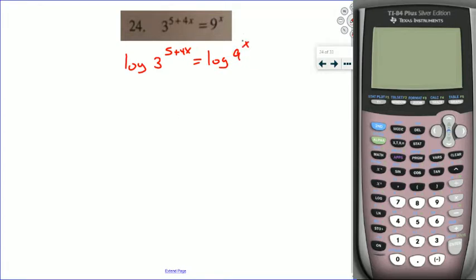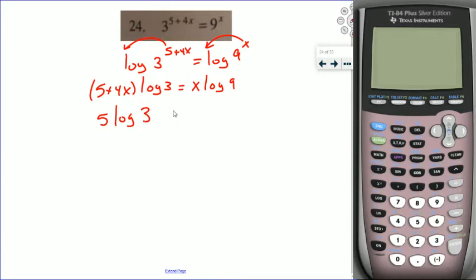Once we have this, we can take both of our exponents and move them out front. So then we get 5 plus 4x times log of 3 equals x times log of 9. Okay. So now we have a little bit of distribution that we need to do. So we're going to do 5 log base 10 of 3 plus 4x log base 10 of 3 equals x times logarithm of 9.